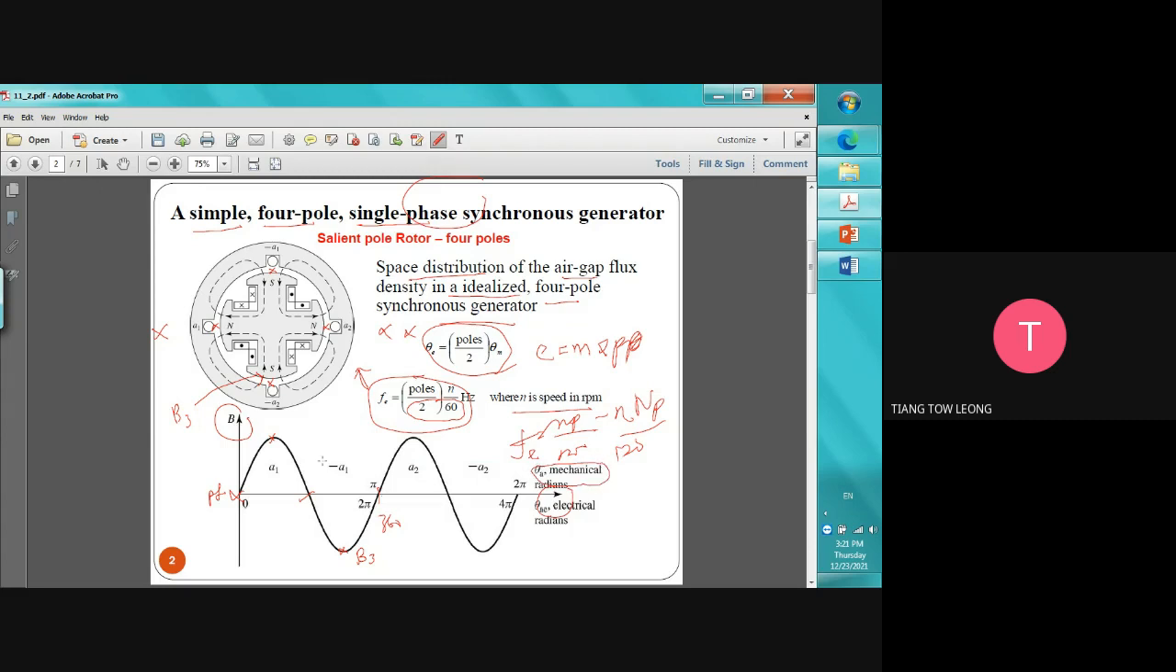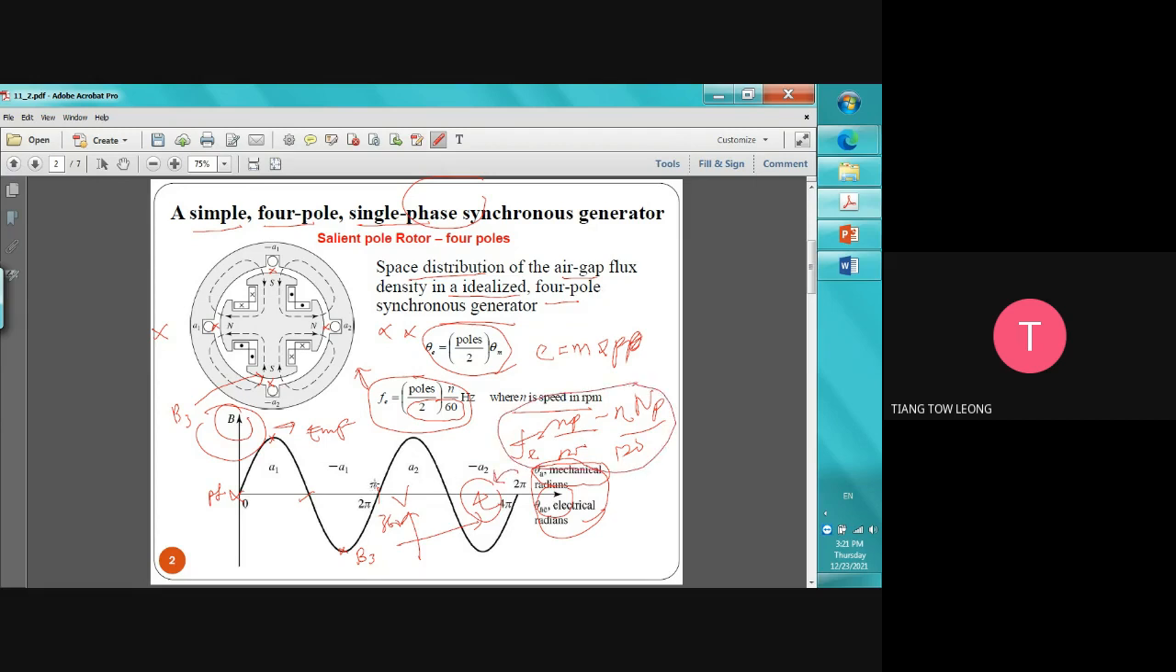What if we want to convert the B to EMF? I believe you are very good in EMF, because from instrumentation, when we want to measure voltage, what we do is voltage versus time. So there are different scales: one is mechanical degree, one is time. So how do we convert into here? This is one of the ways.